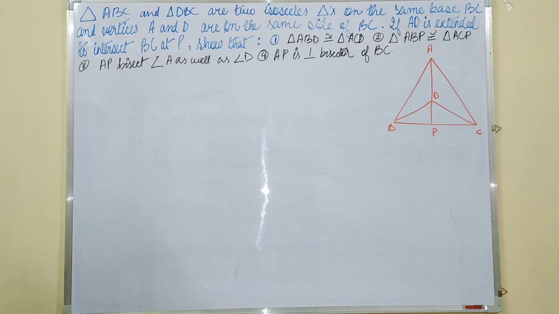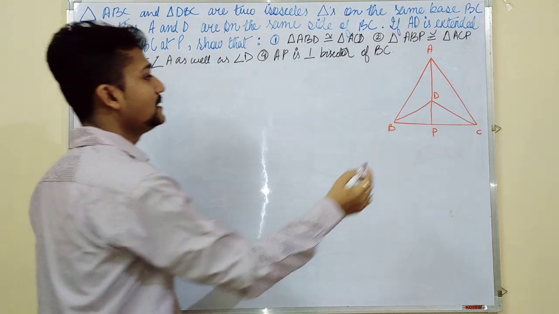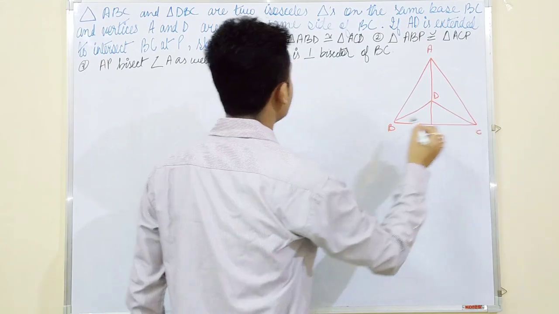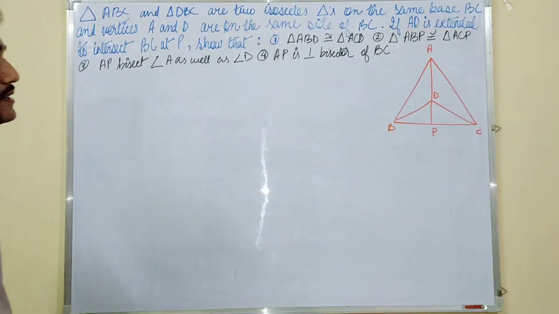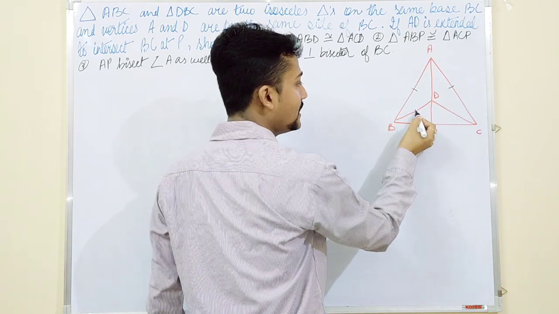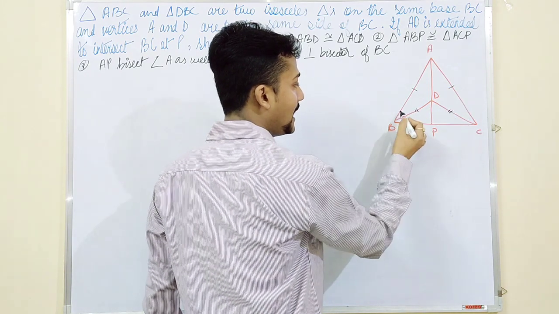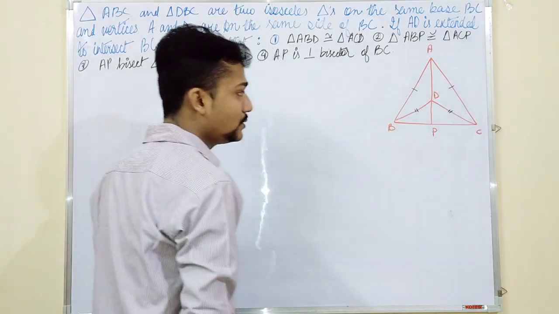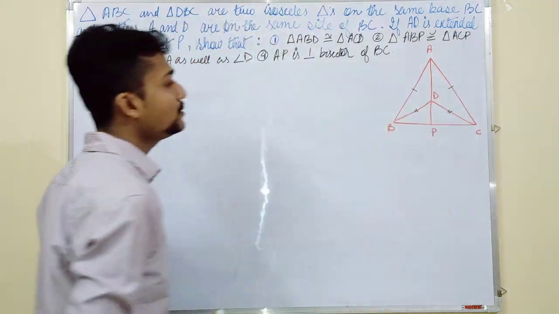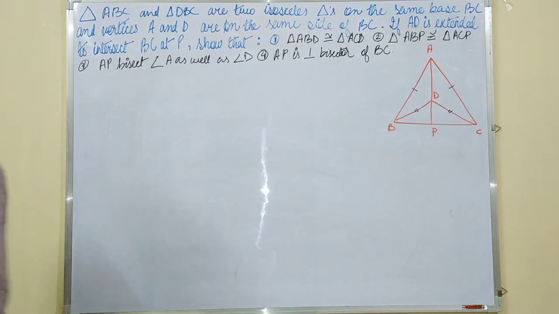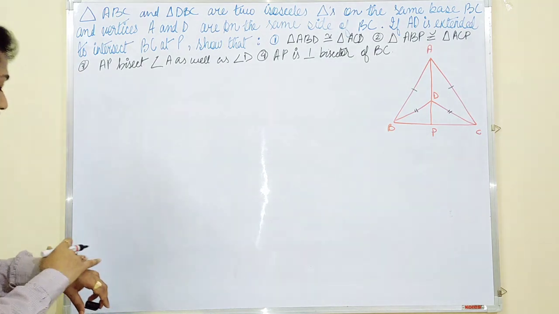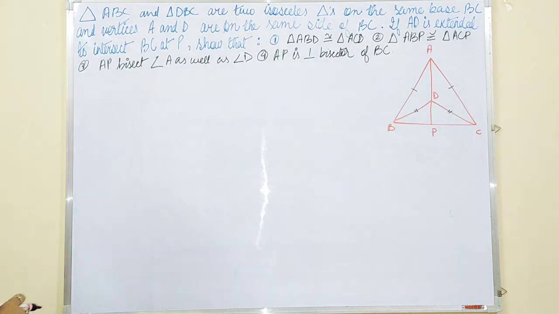Triangle ABC and triangle DBC are two isosceles triangles. That means this particular side is equal to this particular side and this side is equal to this side. Angle B and angle C are equal to one another, and angle DBC and angle DCB are also equal to one another, because base angles of an isosceles triangle are equal.